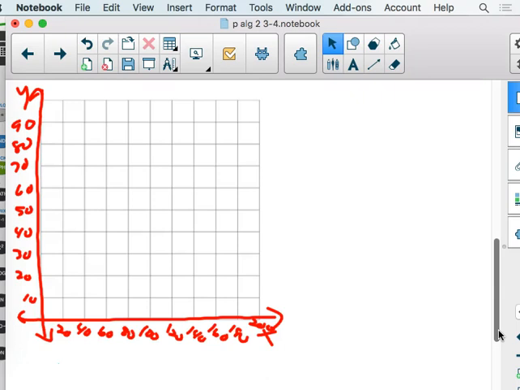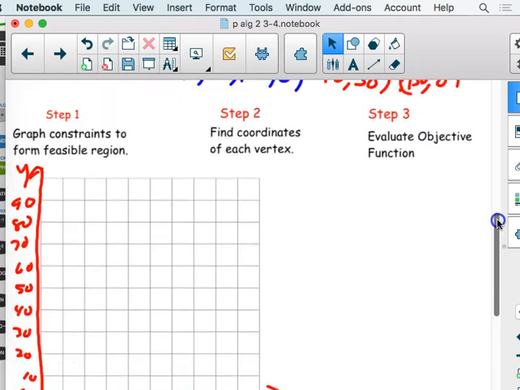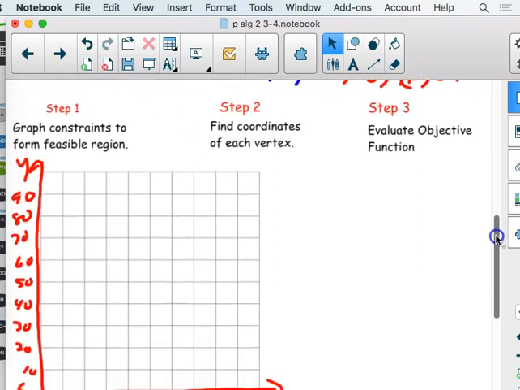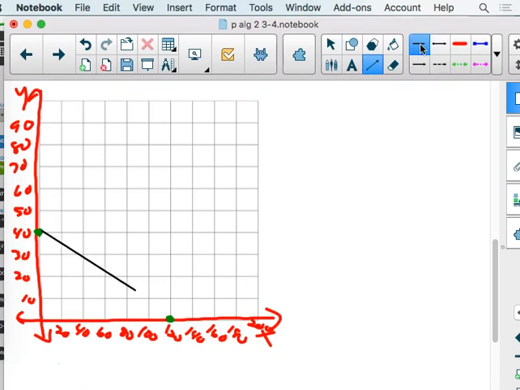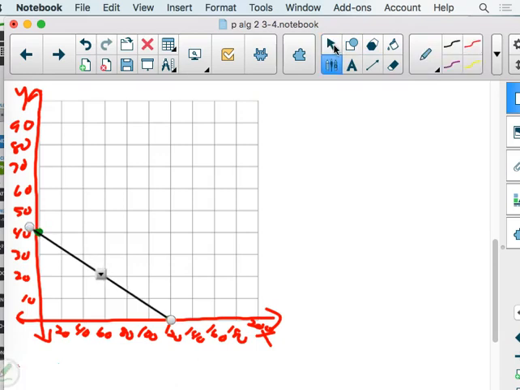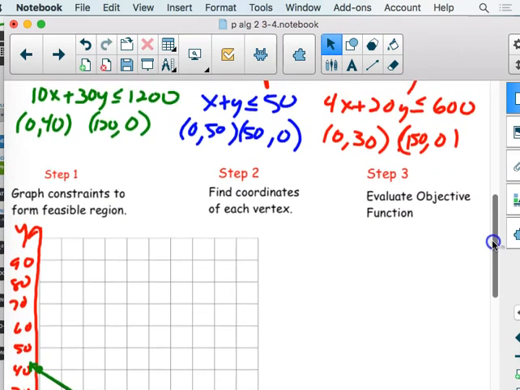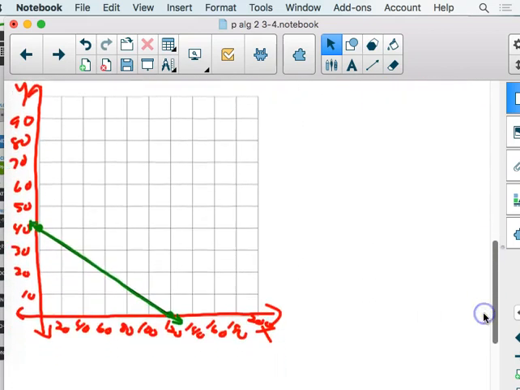Now the graphing. So back up to my color coded. My green is 0, 40 and 120, 0. Again, if you have a straight edge that you can use, do that. Cheat and use my straight line drawer. And then we figure out where we should shade. We did not have an unlimited amount of time for green, so we have to shade.